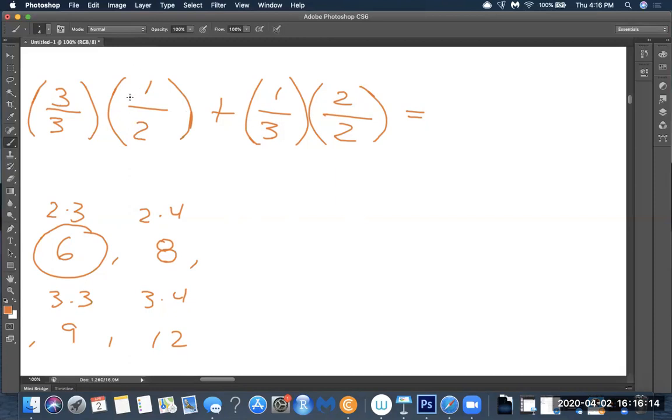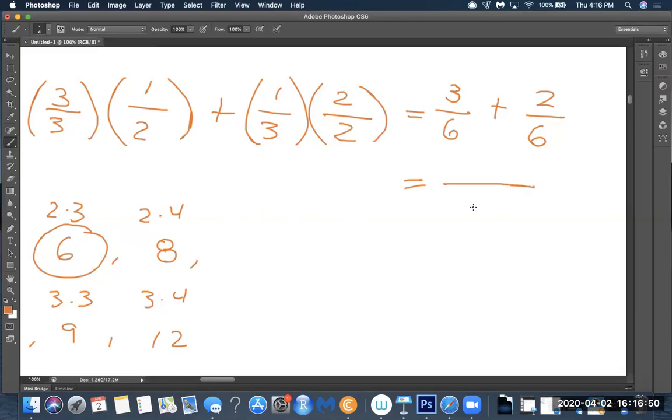3 times 1 and 3 times 2. What's 3 times 1? 3. And what's 3 times 2? 6. Plus. And now what's 2 times 1? 2. And what's 2 times 3? 6. Now I ask you, are the denominators the same? Yes. That means I can add what? You can add 3 and 2.